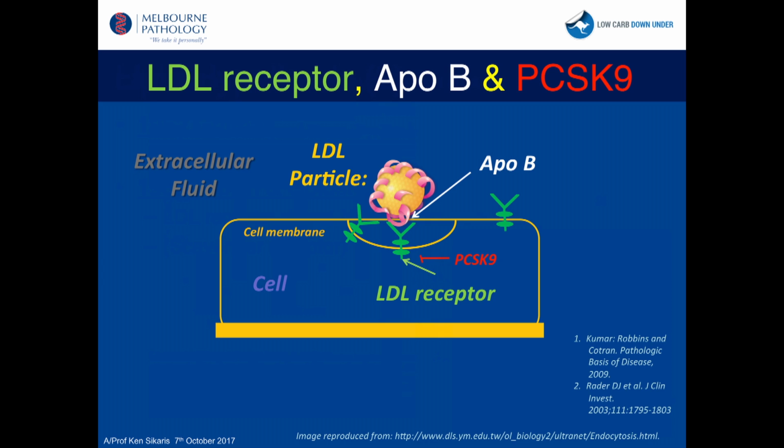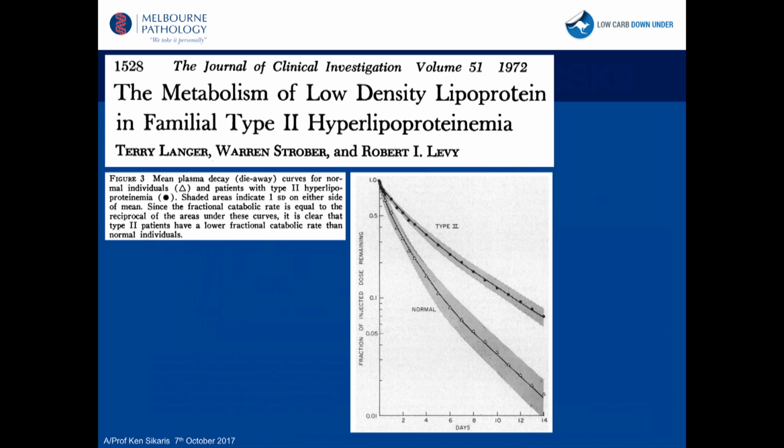So now familial hypercholesterolemia can be a problem with the receptor, with the ApoB, or with this PCSK9 moiety. Now I can't discuss the relations, but here's the disappearance of LDL from the blood. In healthy people, most of it's gone within a week. But in patients with familial hypercholesterolemia, it's hanging around twice as long, if you like.